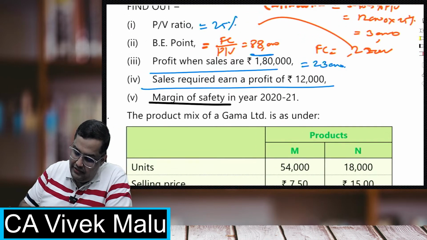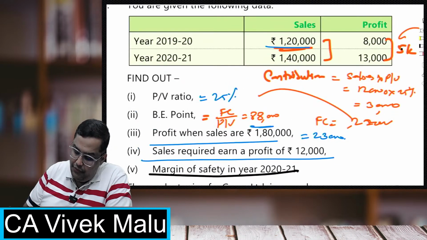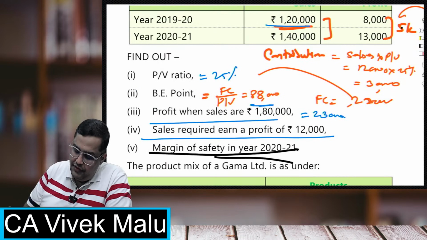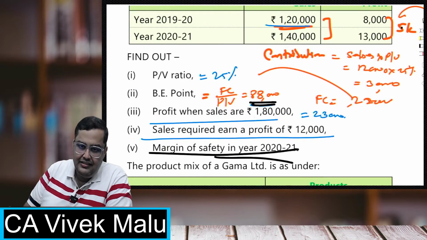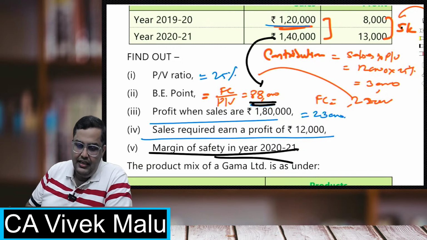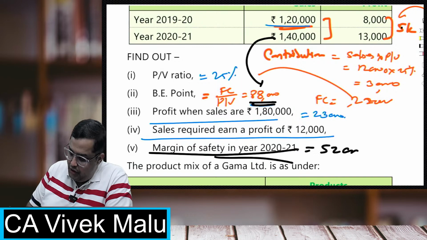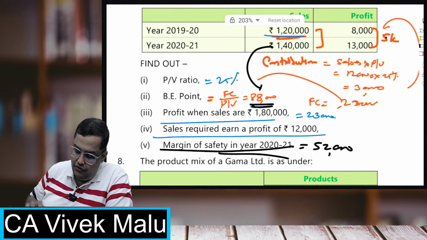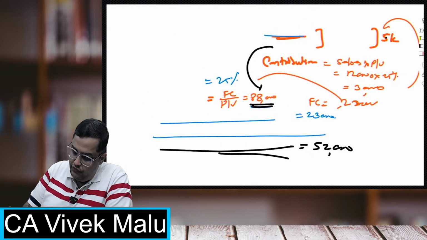And what is the margin of safety in the year 2020-21? Margin of safety, we have already calculated the break even as 88. So from total sales of 1,40,000, reduce the break even sales, and I'll get the margin of safety. So 1,44,000 minus 88,000, my margin of safety will be 52,000. Students, I hope you have understood each and every solution.